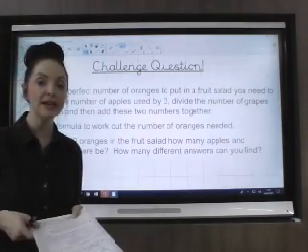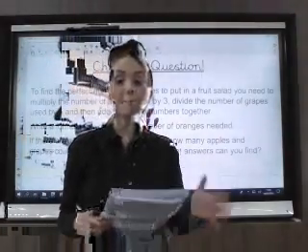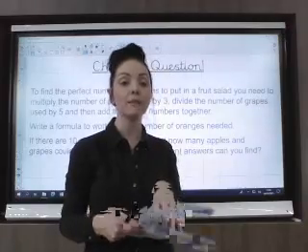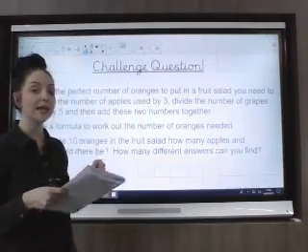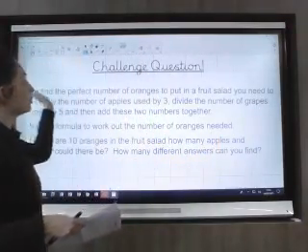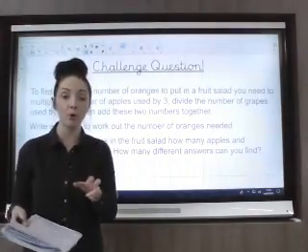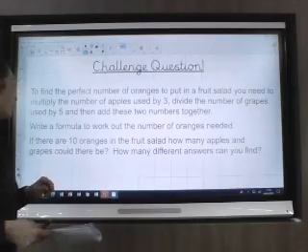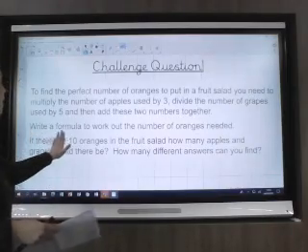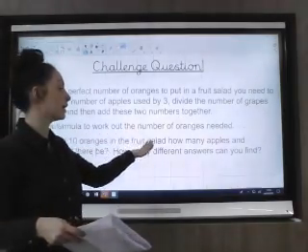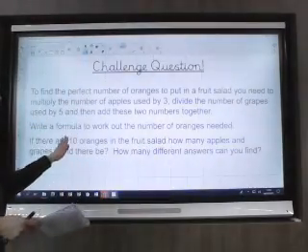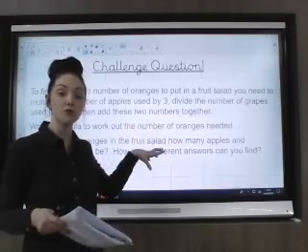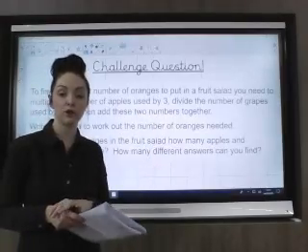Okay, so for this one then, you need to apply what we've done on these 2 pages of working out how to write a formula. So look at your information really, really carefully. If I was you, I would go through and highlight your important information and then have a go at writing the formula. It says if there are 10 oranges in the fruit salad, how many apples and grapes could there be? So for that one, you need to use the formula that you've just written to help you work that question out.